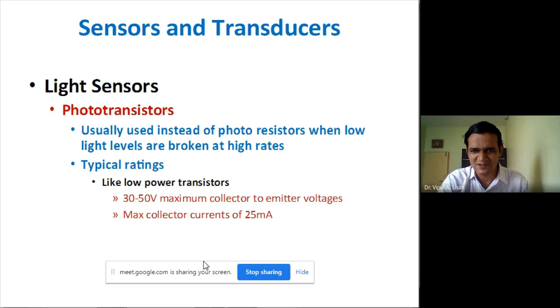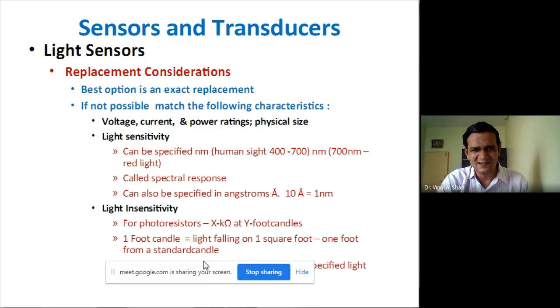Conductive materials, you can utilize. Photoresistors, you can utilize as a light sensor. As a light sensor, replacement considerations are also possible. You can choose your best option in an exact replacement. If not possible, match the following characteristics and then choose the light options. It can be specified in terms of nanometers, which is within the range of human sight, or it may be 700 nanometers, which is red light. So different colors you can impart on this as per your requirement, and you can sense this.